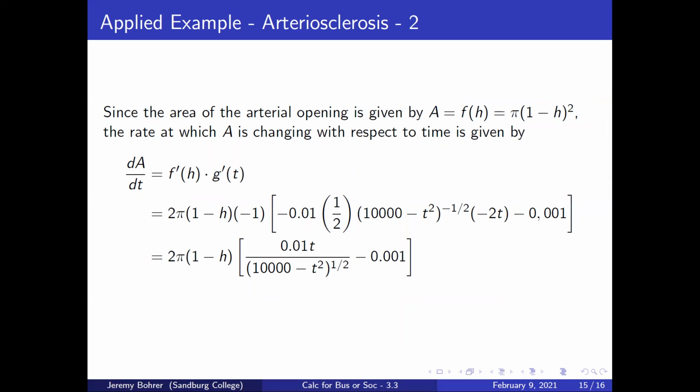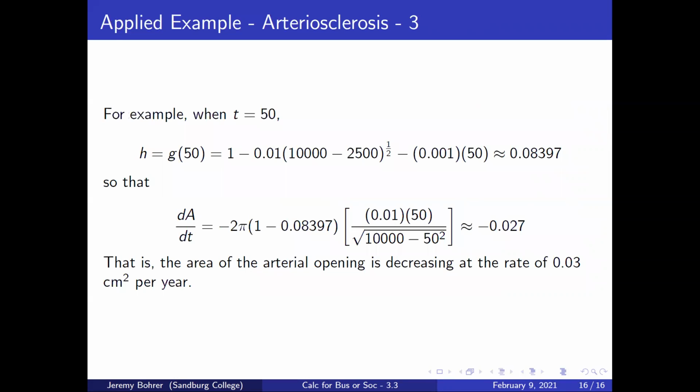Since the area of the arterial opening is given by A = f(h) = π(1 − h)², the rate at which A is changing with respect to time is given by dA/dt = f'(h) times g'(t), which is 2π(1 − h)(−1) times (−0.01)(1/2)(10,000 − t²)^(−1/2)(−2t) − 0.01, which is 2π(1 − h) times [0.01t/(10,000 − t²)^(1/2) − 0.001].